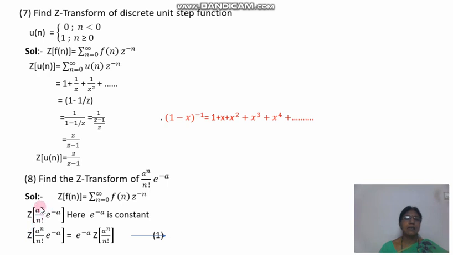Now z transform of a power n by n factorial e power minus a, we take the z transform only of the function containing n. Bring e power minus a constant outside of the z transform. It can be written as e power minus a into z transform of a power n by n factorial. So now what is our aim? To find the z transform of a power n by n factorial, and substitute in equation 1.